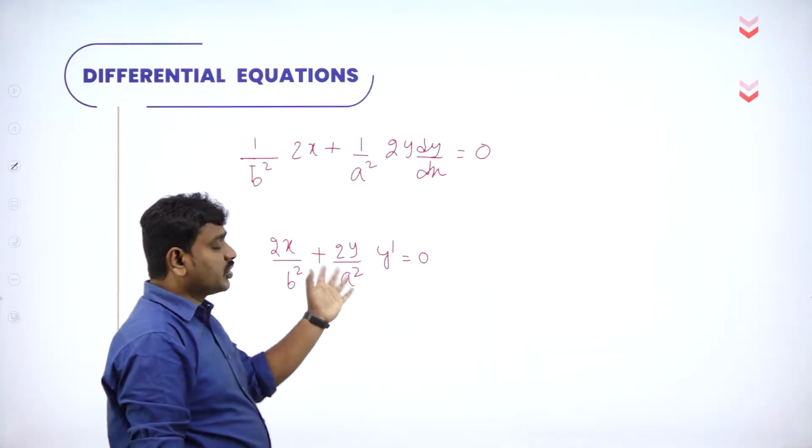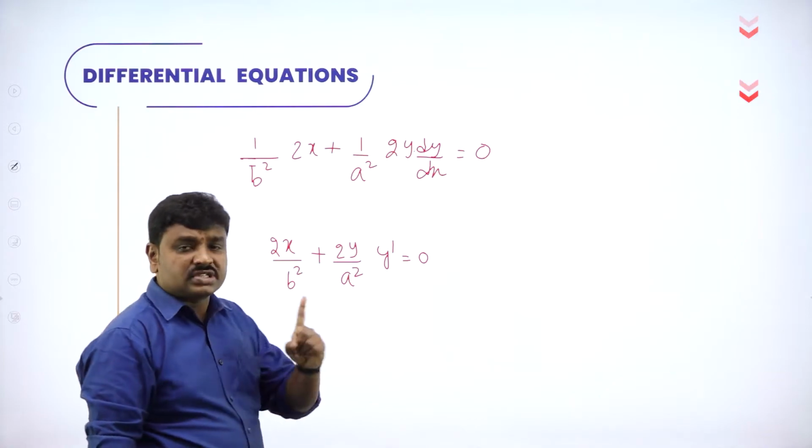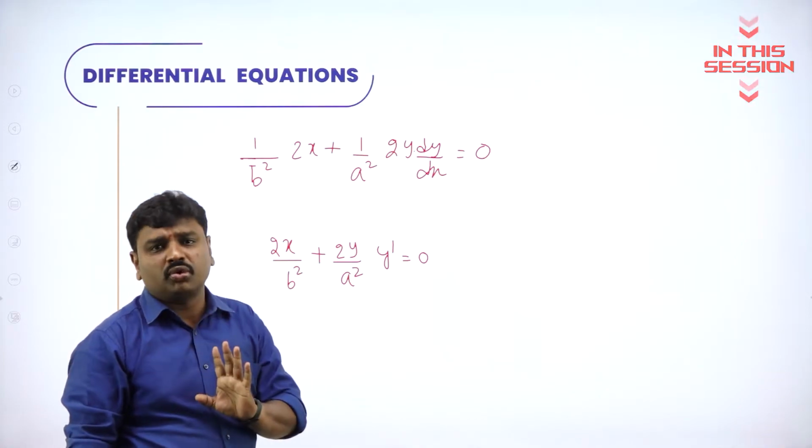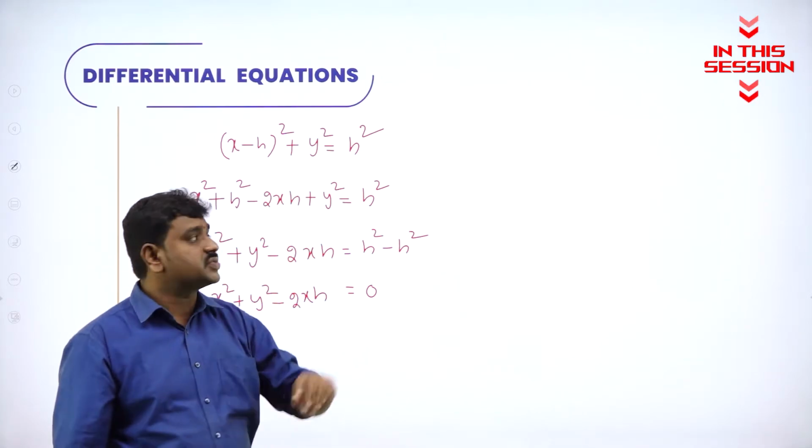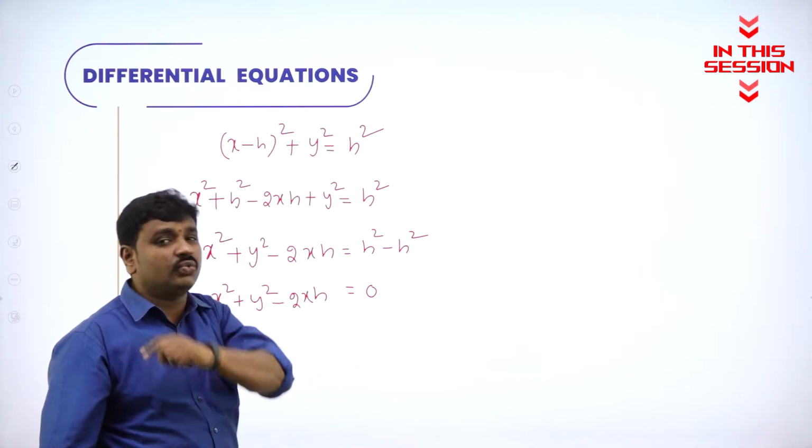Now our task is to rearrange. We have differentiated once. Now we have scope to differentiate only one more time. Now how many times you can differentiate depends on the number of arbitrary constants. We have one arbitrary constant, so you can differentiate only once.